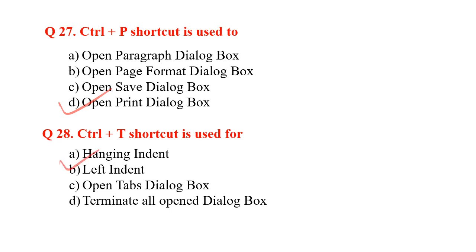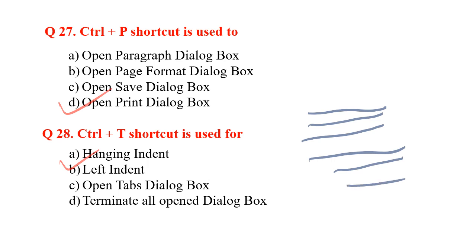creating a hanging indent. What do you mean by hanging indent? Suppose these are the lines in Microsoft Word. After pressing Ctrl+T, the text will be like this. That means except the first line, all of the lines will be shifted towards the right. So this is called the hanging indent.